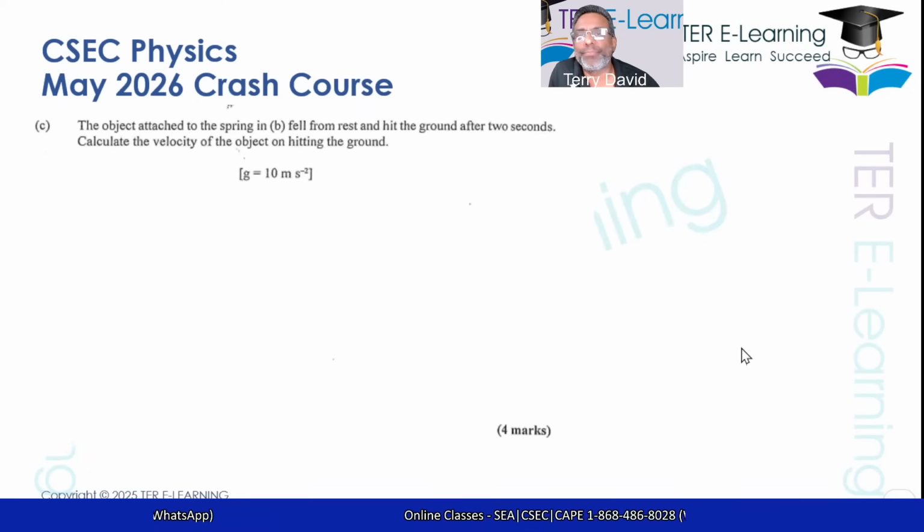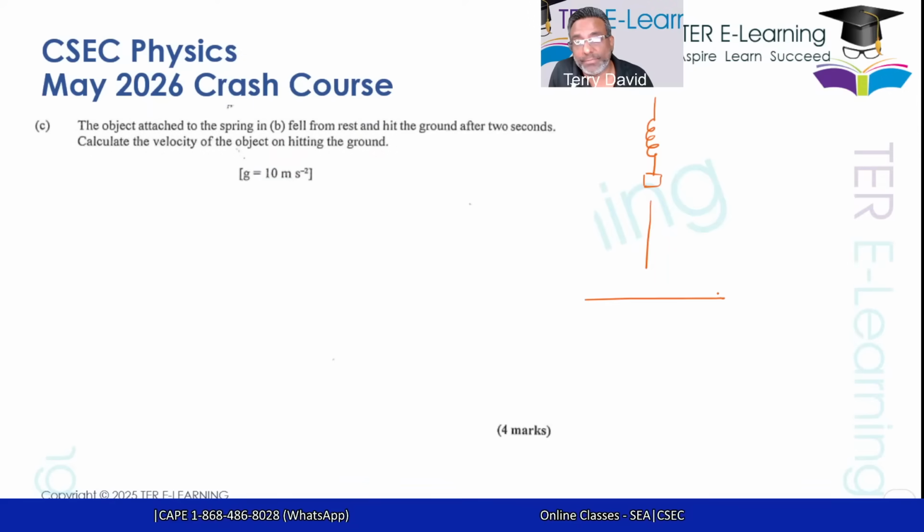Okay, the object attached to the spring fell from rest and it hit the ground 2 seconds after. Calculate the velocity of the object on hitting the ground. So first of all, remember you had an object here, attached to the spring, and it fell. So let's say there's a ground here. It fell to the ground and hit the ground here. What they want to know is what's the velocity when you hit the ground here.